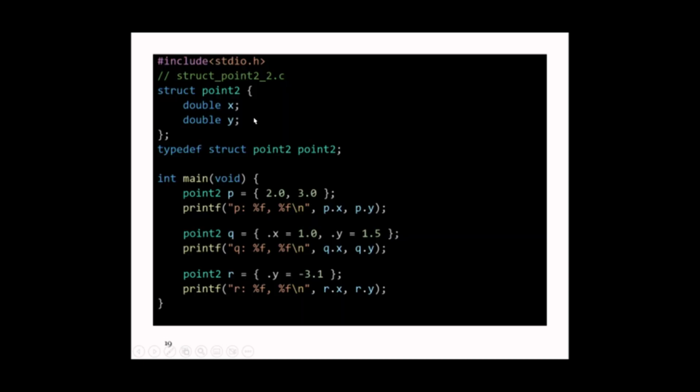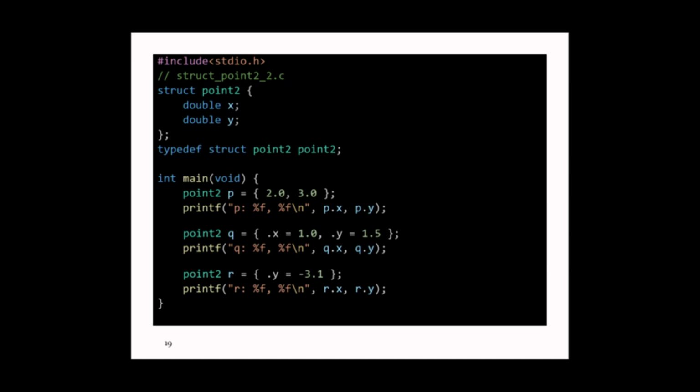Okay, so right here, here's my structure again. It has an x and a y coordinate. To initialize p to 2 and 3, I can use braces, exactly the same as if you'd initialize an array, and then I can specify 2.0 and 3.0. In this case, the 2.0 gets assigned to x, and the 3.0 gets assigned to y. So if you print out that point, you'll get 2.0, comma 3.0.